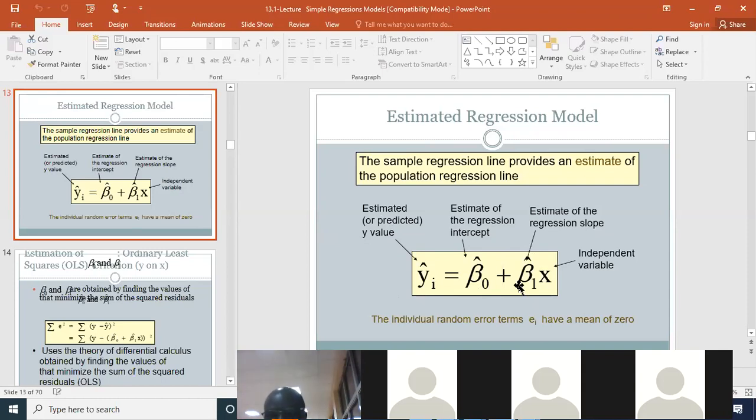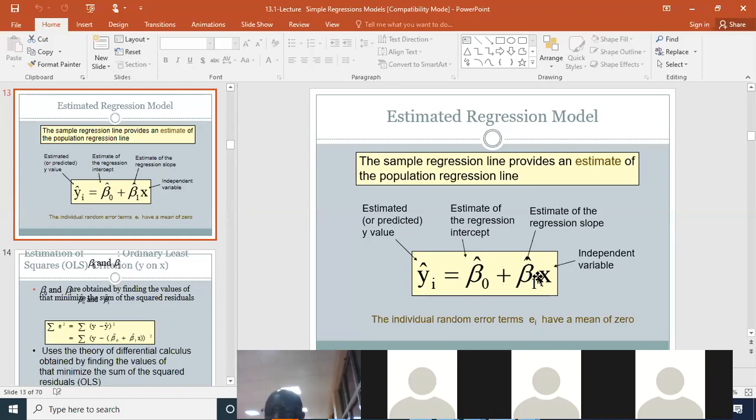So the procedure for determining this regression line is called the ordinary least squares method, OLS. To determine this regression line, you use the ordinary least squares regression model.